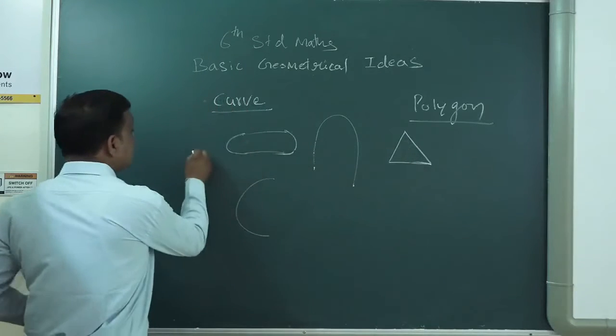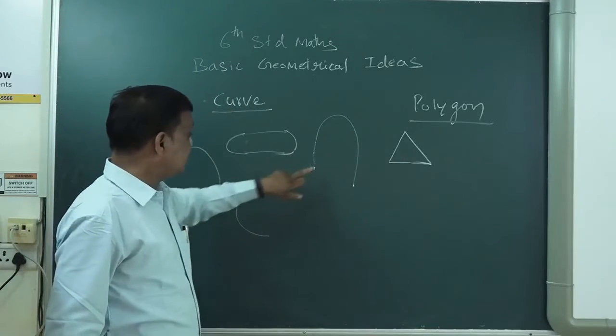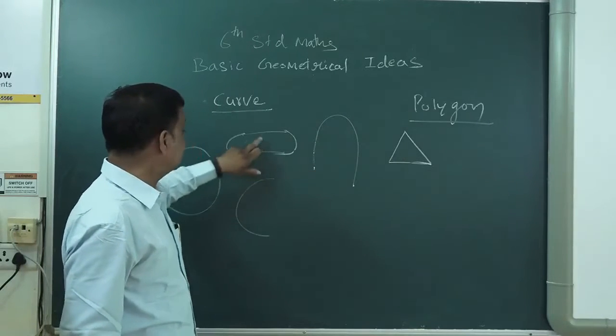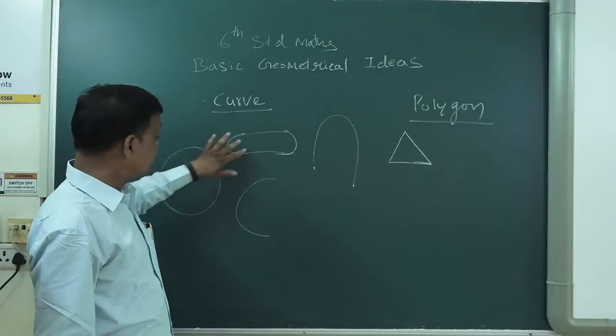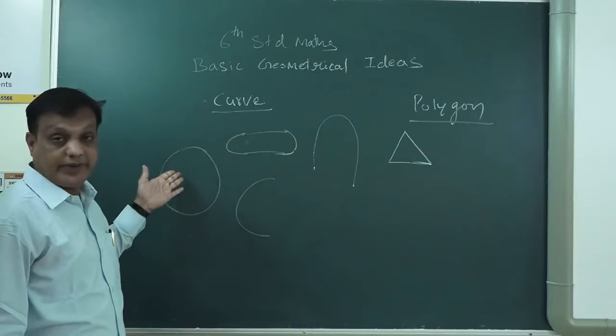In curves, we can take a circle also. These are the open figures. These are the closed figures. So these all come under curve. A curve may be open or may be closed.